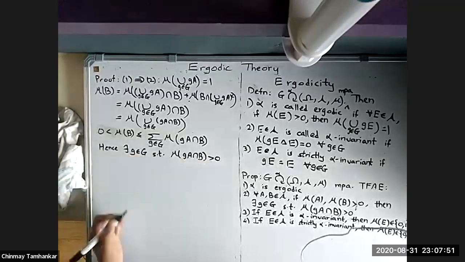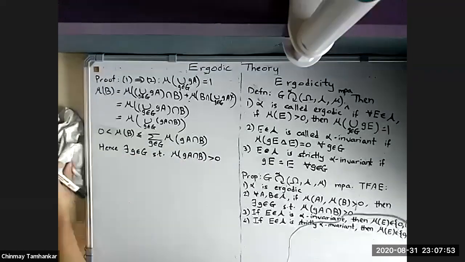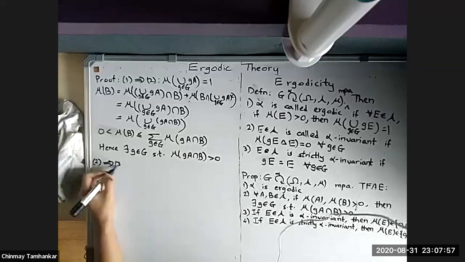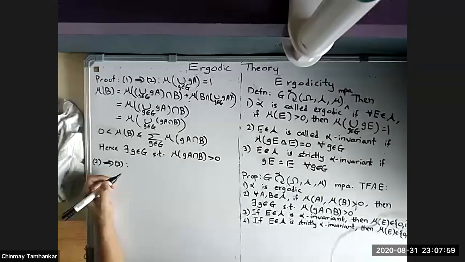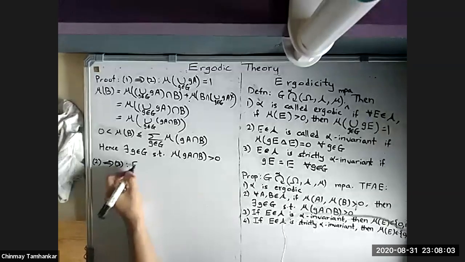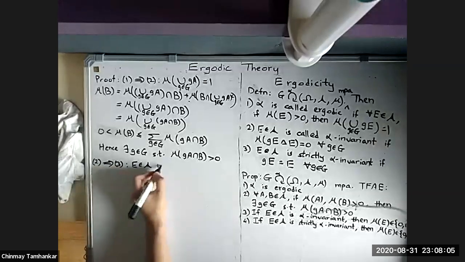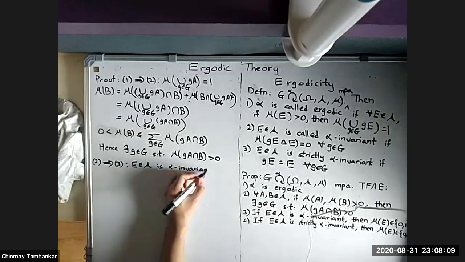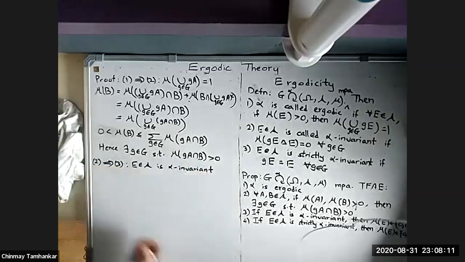So this proves 1 implies 2. Then 2 implies 3. Suppose E belongs to A is alpha invariant. We need to show its measure is either 0 or 1.